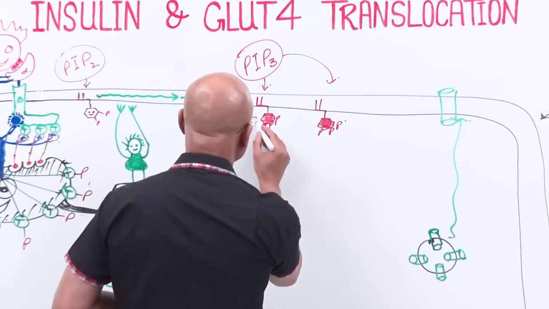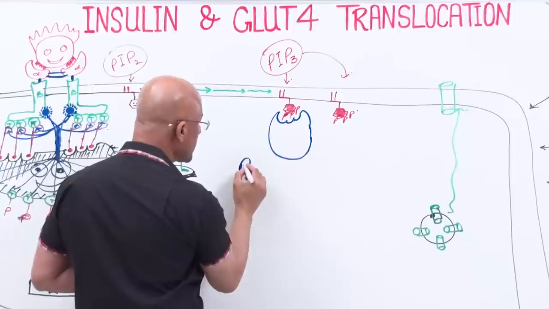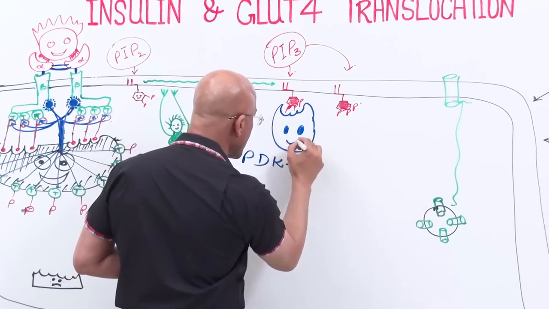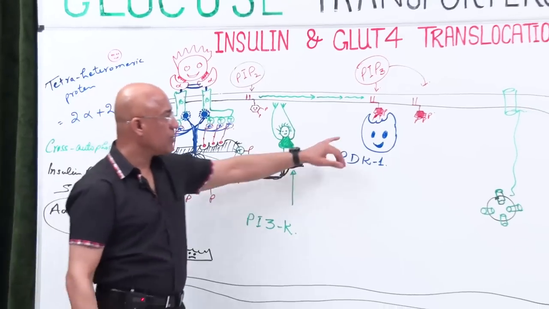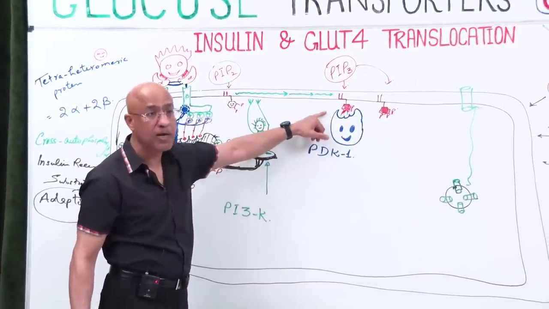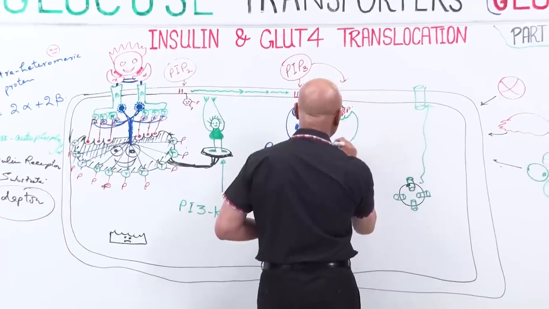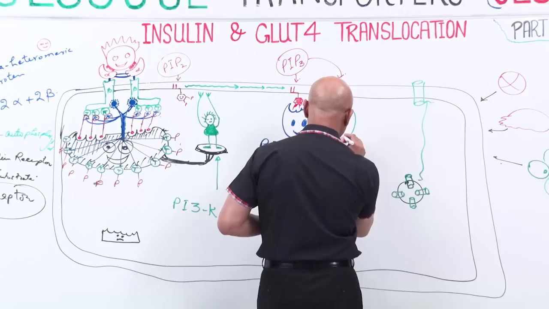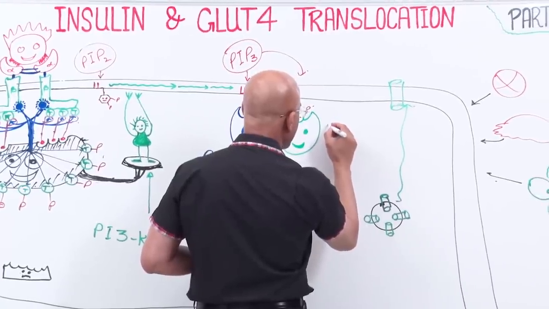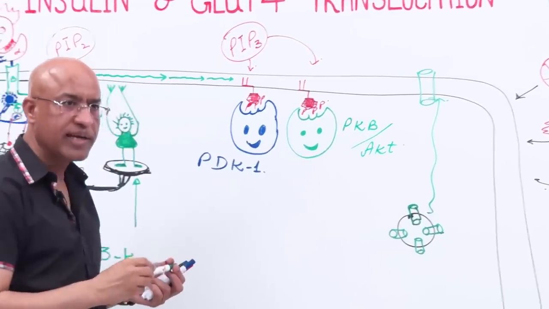One enzyme will bind here, which is a PIP3 dependent enzyme. What is this? PIP3 dependent kinase type 1. Is that right? PIP3 dependent kinase type 1. It means PDK1 will bind with some of the PIP3 molecules. And another protein will also bind here with the PIP3. This is given a very special name. This is called PKB, protein kinase B, or AKT protein.